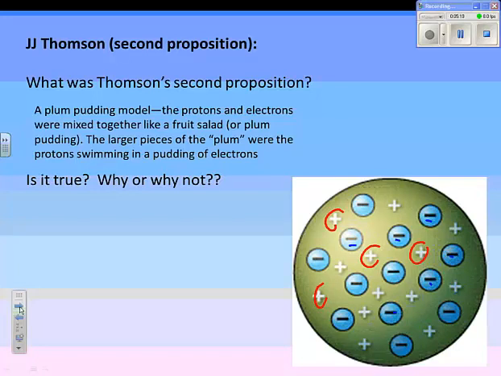We know that's not true, and we prove this wrong in the next guy with Rutherford. We know that we have a central positive nucleus. So all those positive charges are together.